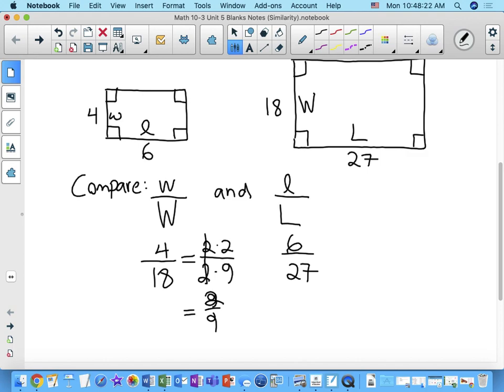Okay, let's do the same thing here. Is there something that both 6 and 27 are divisible by? Well, they're not both divisible by 2. Is there something else that they're divisible by, though? What else is 6 divisible by? 2 times what is 6? 3. Is 27 divisible by 3? Yeah. Okay, so they're both divisible by 3. So 6 is 3 times 2 over 27 is 3 times what? 3 times what is 27? 9.